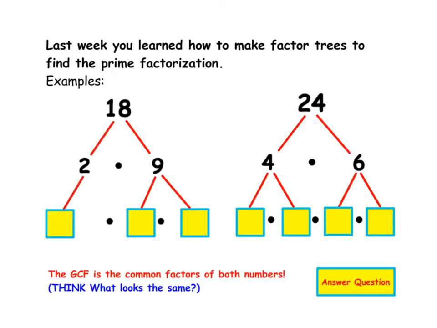Now, last week, you learned how to make factor trees to find the prime factorization. Please, on your paper, make factor trees for the prime factorization of 18 and 24. Your trees will start off for 18 with 2 times 9. And then for 24, please use 4 times 6 to start your factor trees. After you're done, I need you to answer a question that's on your Google form today before you move on to the next video.